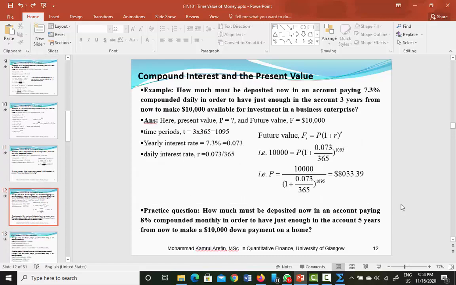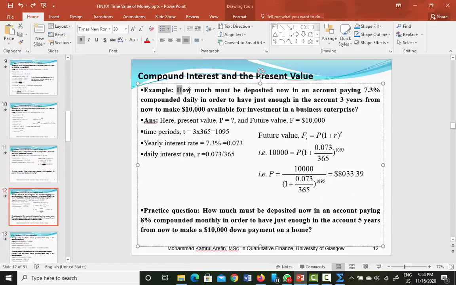Right, so let's move to the next question. How much must be deposited now in an account paying 7.3% compounded daily? The question is asking how much must be deposited now. That means how much should you deposit now? That means what should be the present value? The question is asking us to find the present value, paying 7.3% compounded daily. So that's the interest rate.